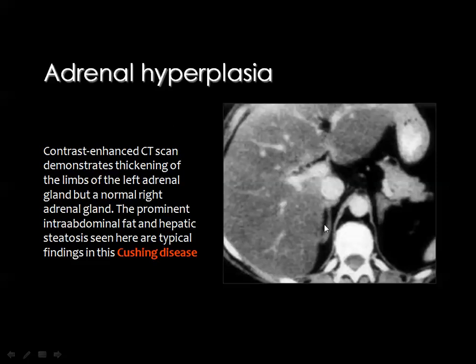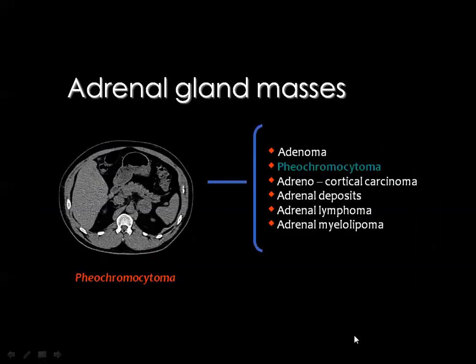And this is a case of adrenal hyperplasia on both sides. In a patient with Cushing syndrome, you see the fatty infiltration of the liver and the excess intraperitoneal fat as well, secondary to Cushing disease.